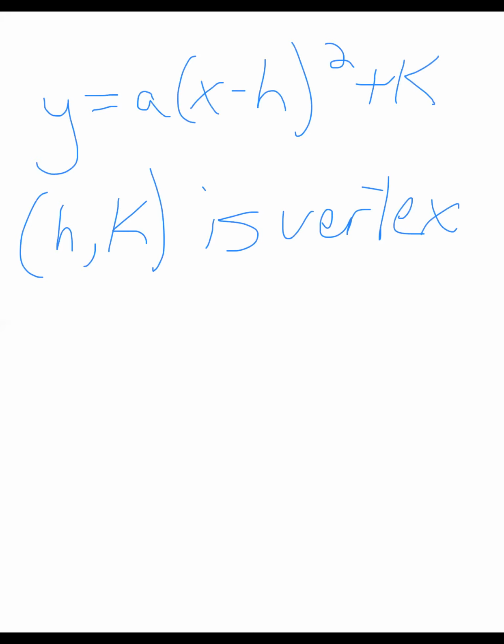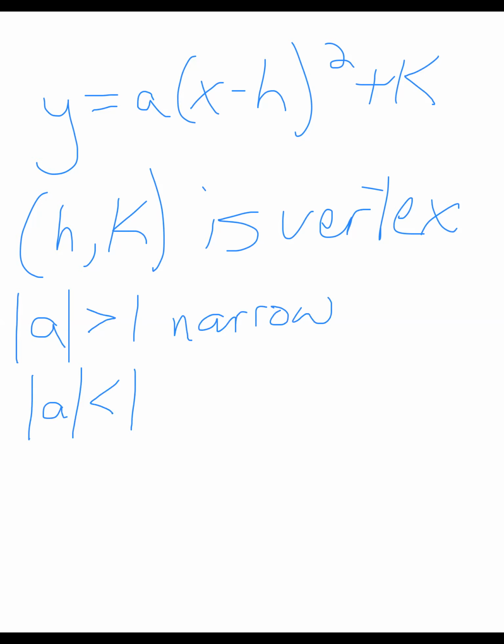So if A is positive, it's up like a cup. If A is negative, it's down like a frown. It can also tell you if it's going to be wide or narrow. If the absolute value of A is bigger than 1, that's going to make narrow graphs. And if the absolute value of A is less than 1, you're going to get wider graphs. I'm using absolute value because the sign just tells you if it's up or down. Hopefully this is sounding familiar from algebra 2. You probably even saw this in algebra 1.